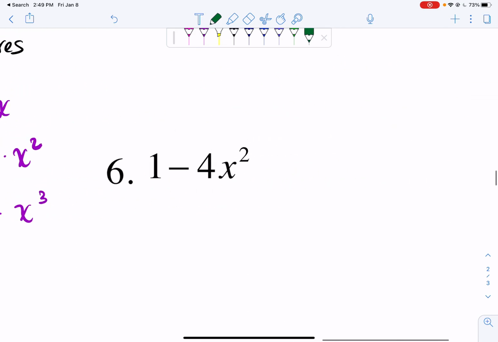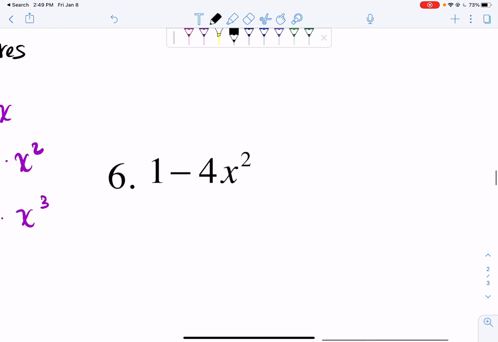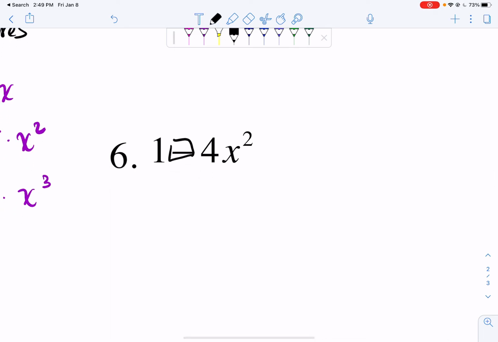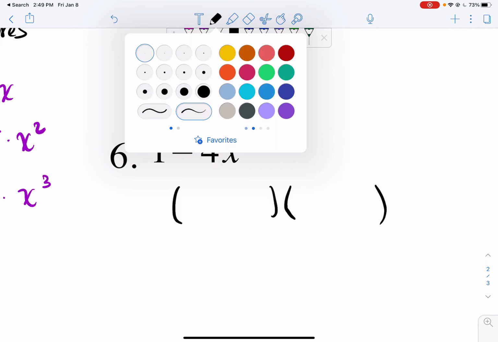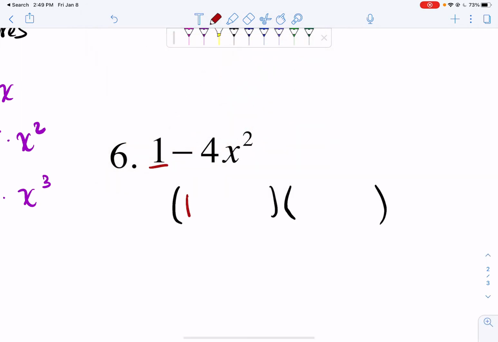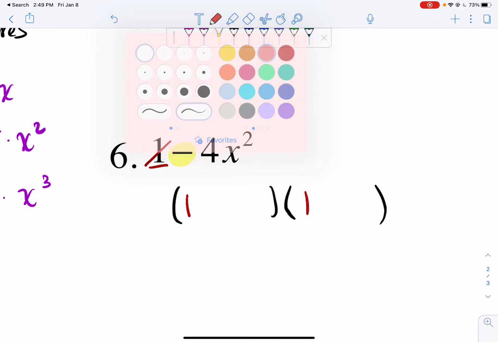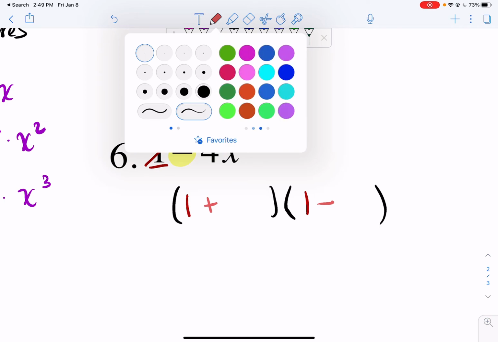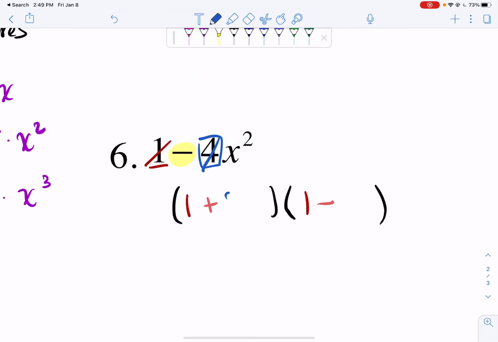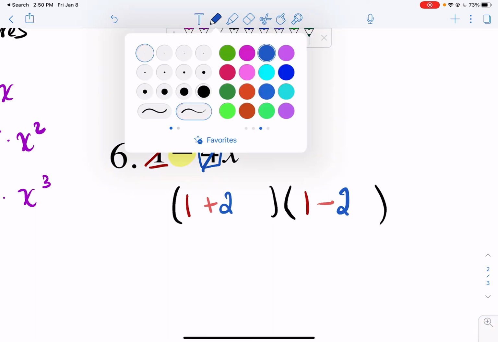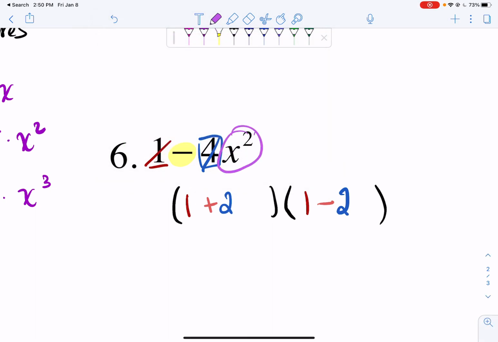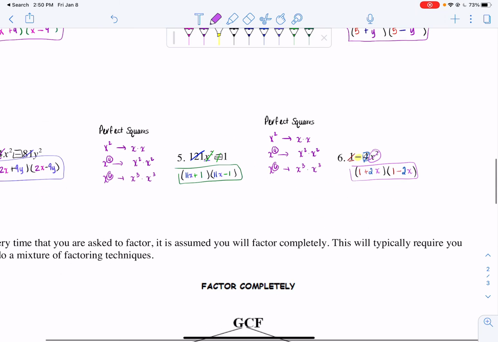Let's go on to our next example. I've got 1 minus 4x squared. I look, everything's a perfect square. I've got that minus, so I'm going to go ahead and do those 2 sets of parentheses. 1, 1, 2, 2. Take it piece by piece. What makes 1? 1 and 1. Done. What makes my minus? A plus and a minus. Plus, minus. What makes 4? 2 and 2. What makes x squared? X and x. So I get 1 plus 2x, 1 minus 2x. And that's your final answer.